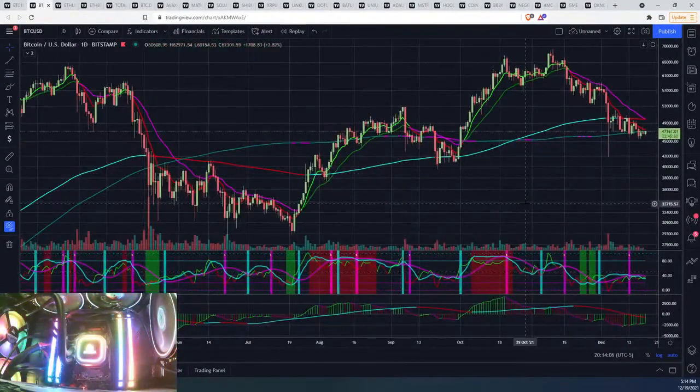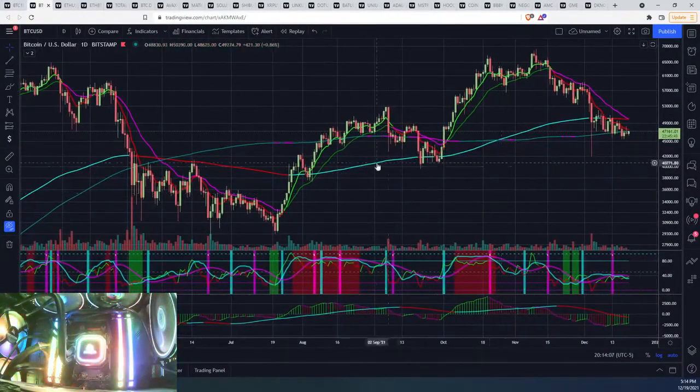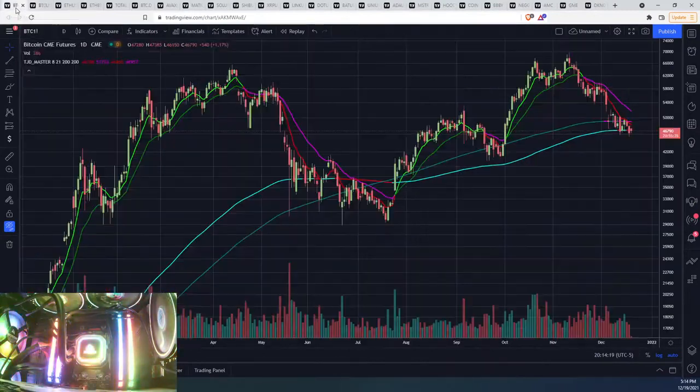So now here's the daily on the spot market and we can see that the 200 exponential crossed above, but then the 200 simple went above here and now the 200 exponential is back above again. So here we see the 200 exponential on top and the 200 simple on the bottom. And then on the Bitcoin futures chart, we see the 200 simple is still on top and the 200 exponential is still on the bottom.